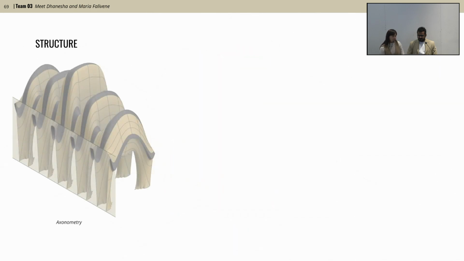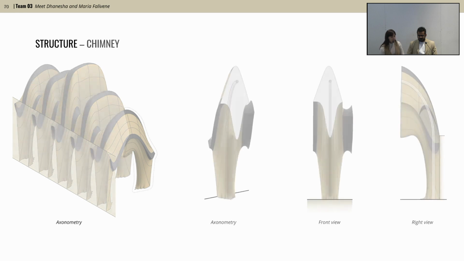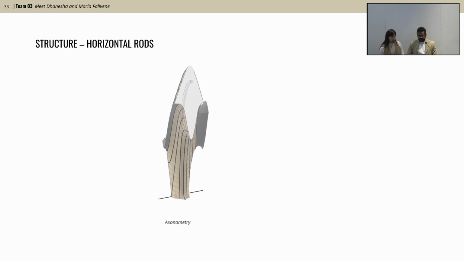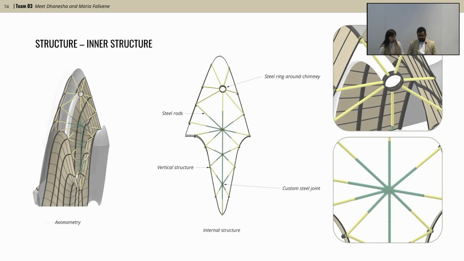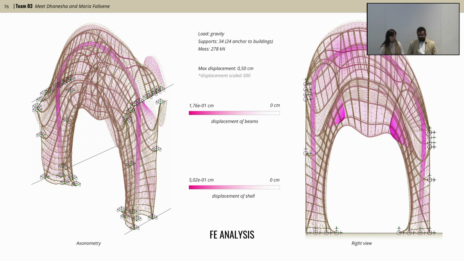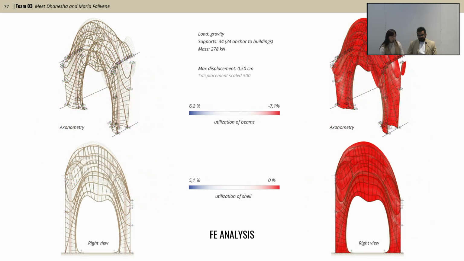That delineates the external structure that is composed of the chimney, which is the primary member, vertical rods, and horizontal rods that are found by intersecting the bottom and the top part with an array of planes every 1 meter. Then the external structure is connected via an internal structure that is supported from the chimney. To test the stability of the structure, an FEA analysis is carried out with defined sections and materials for each element, and the total displacement results quite low, and the utilization factor is mostly under compression.